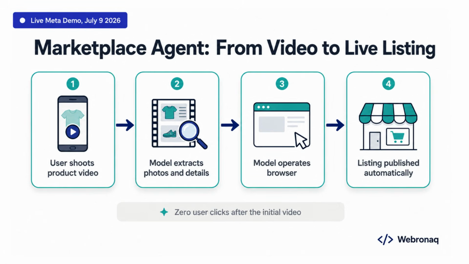This is not a chatbot giving you instructions. This is the model doing the task. Perception, reasoning, and action, all in one, uninterrupted loop. And that combination is what sets Muse Spark 1.1 apart from a standard language model.